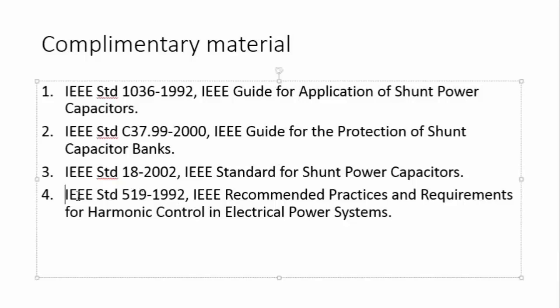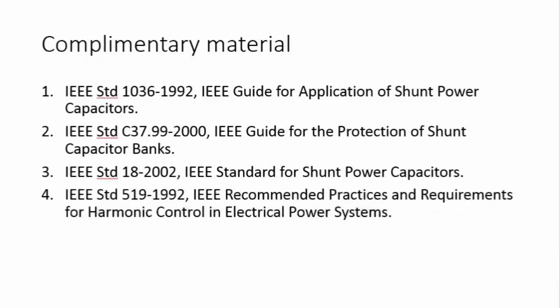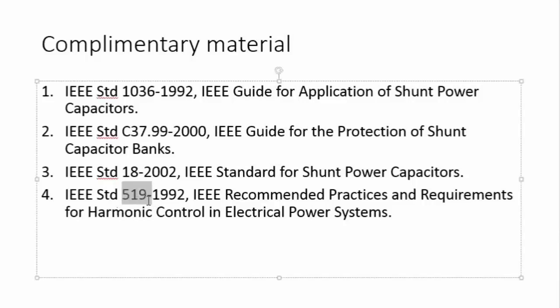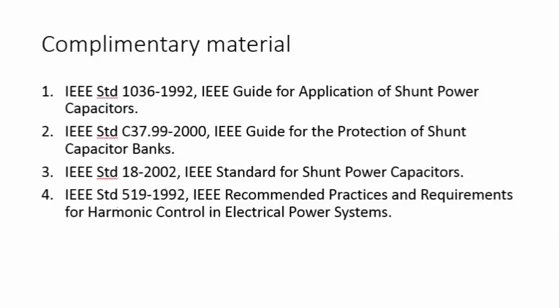And this is the center book, the most important book in harmonic control for power systems. This is a very widely known standard, the 1992, and it gives the limits for harmonic content on the system.